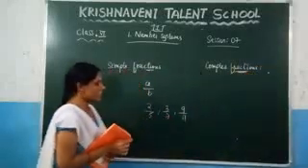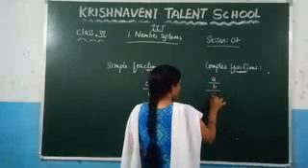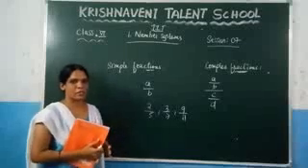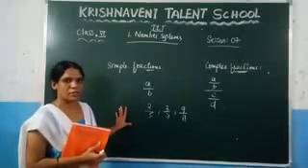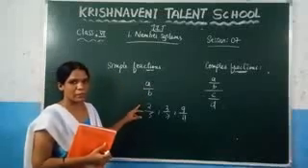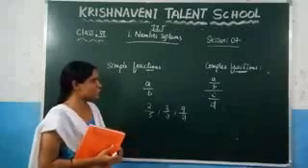If the fraction is in the form of a by b divided by c by d, such type of fractions we call a complex fraction. So, up to now, what we have discussed all belongs to the simple fraction. What is the meaning of simple fraction? If the fraction is in the form of a by b, that type of fraction we call a simple fraction. These are the examples.